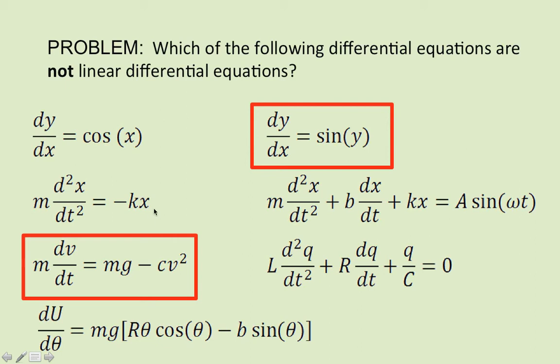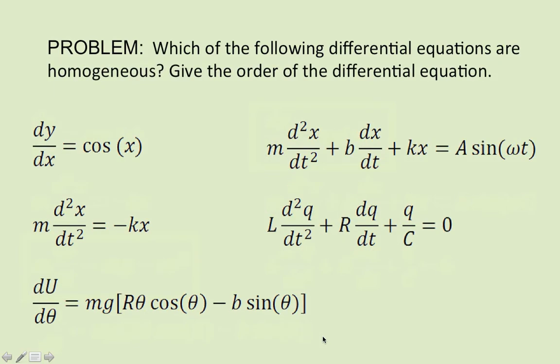This one here is linear, as is this one, since all of our constants here are functions of the independent variable. However, this equation here has the dependent variable squared, and so this is not going to be linear. Again, this one will be linear, as will this one. Let's do another problem. I want you to find the following differential equations that are homogeneous, and I want you to give the order of the differential equation.